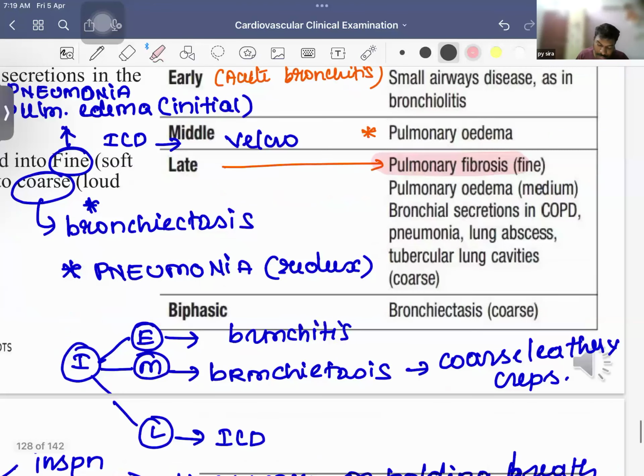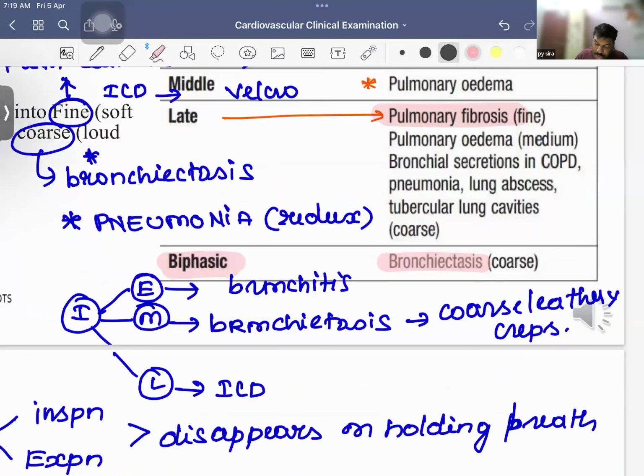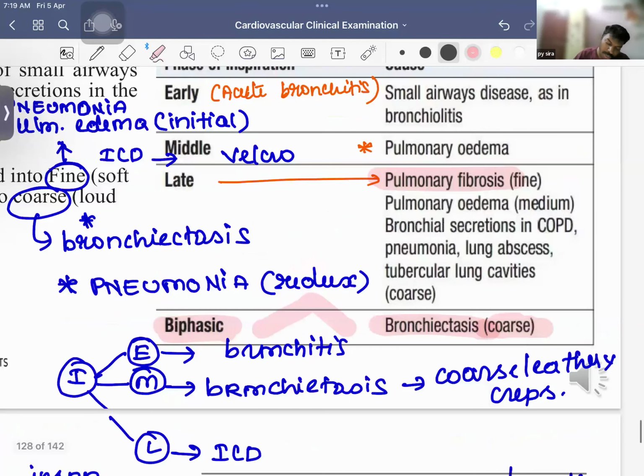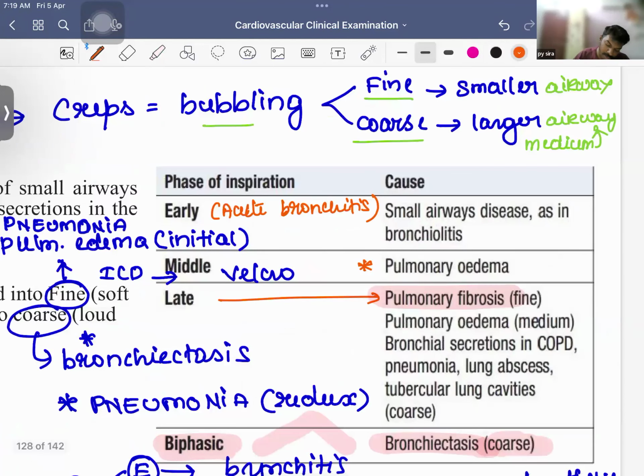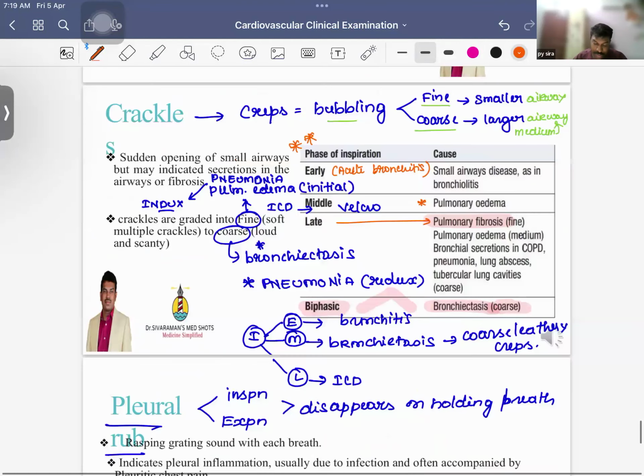Coming to biphasic crepitation, it is usually bronchiectasis, and it is going to be a coarse crepitation. Coarse crepitation is going to be bilateral or biphasic in bronchiectasis. This is a very, very important table for your exam. These are a few things which are very important.